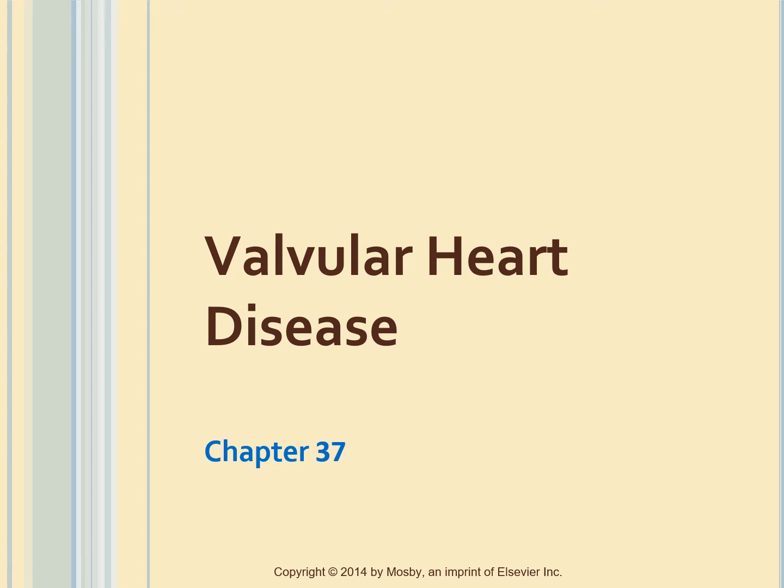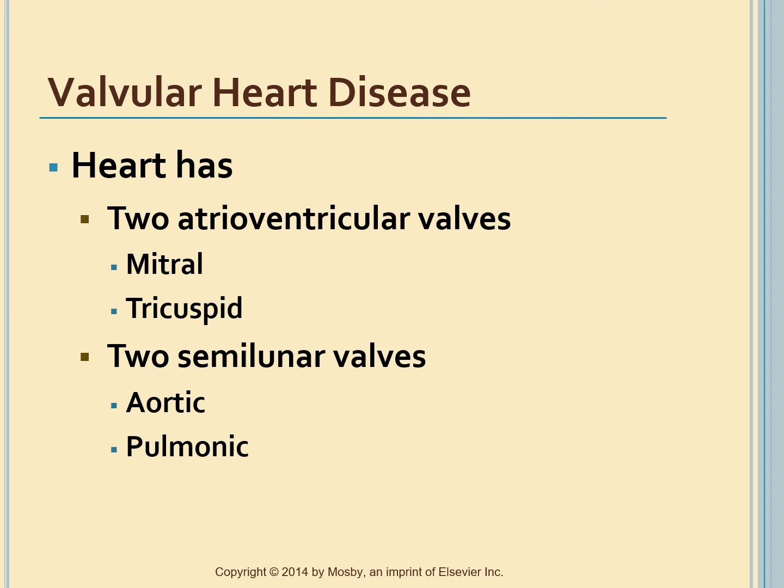So in this chapter, we are going to be looking at understanding heart murmurs. Murmurs can happen, or valvular heart disease can happen, to any one of our four valves: our mitral, tricuspid, aortic, or pulmonic valve. The special thing about our mitral valve is that it is bicuspid. It's the only valve with two cusps. Every other valve has three cusps.